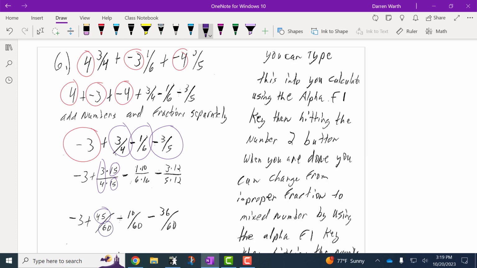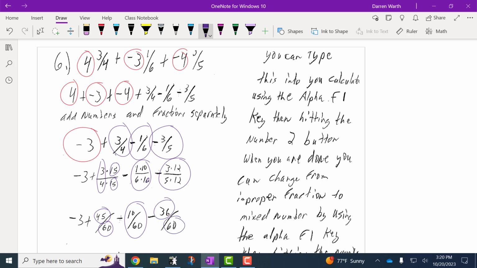And then I'm going to change this 1/6 to 60. So notice that's going to be 1 times 10 all over 6 times 10. So 1 times 10 is 10, 6 times 10 is 60. And so then you've got minus 10 over 60. Okay, and I'm going to change the 3/5 to have a common denominator of 60. So I'm going to take 3 times 12, which is going to be 36.